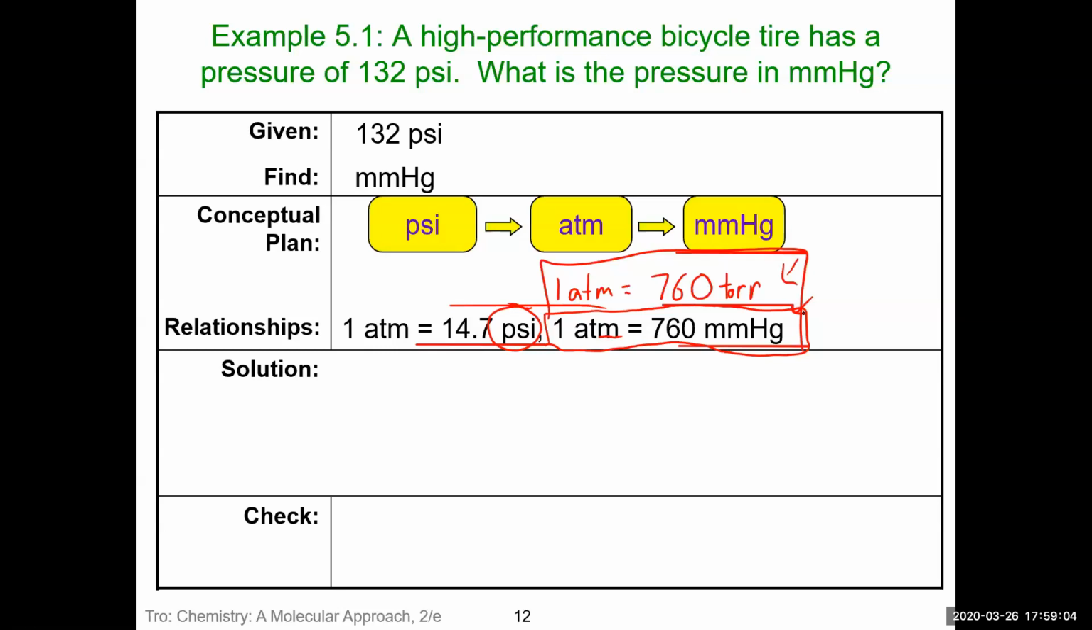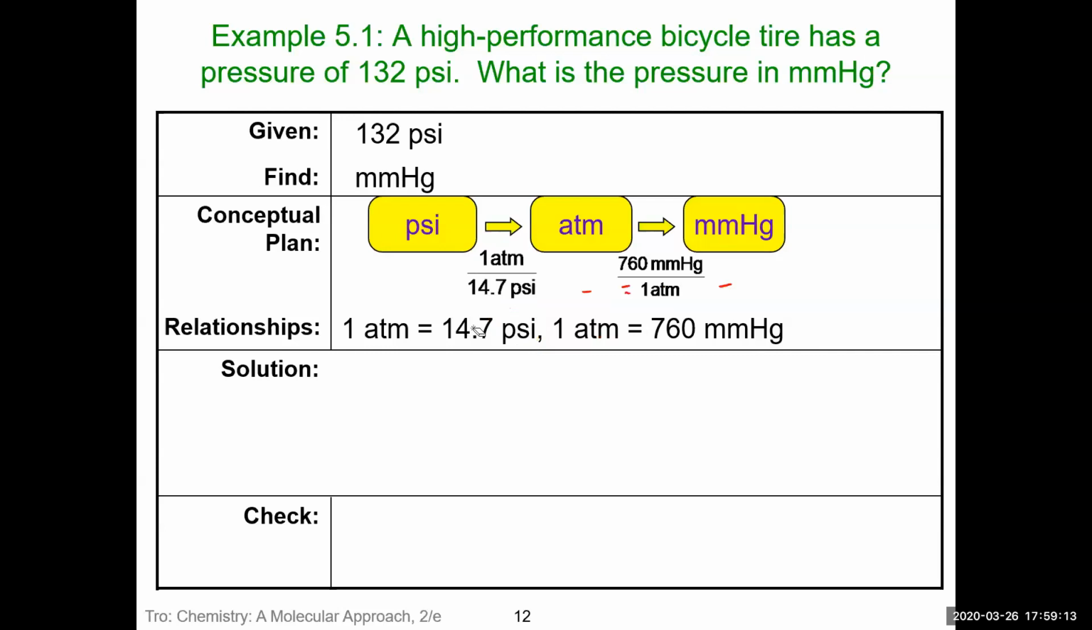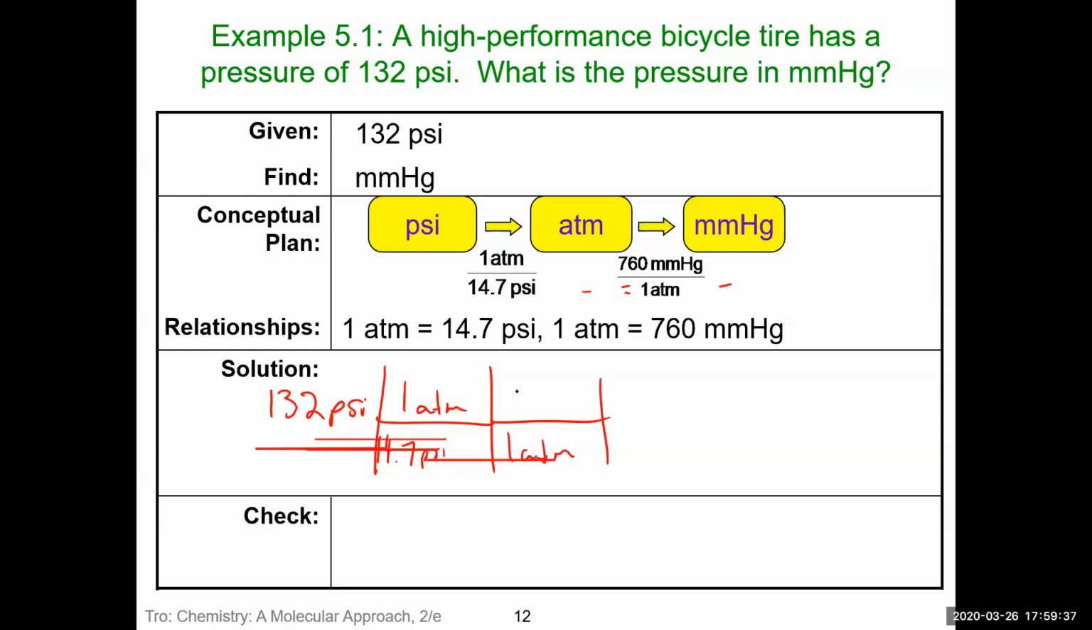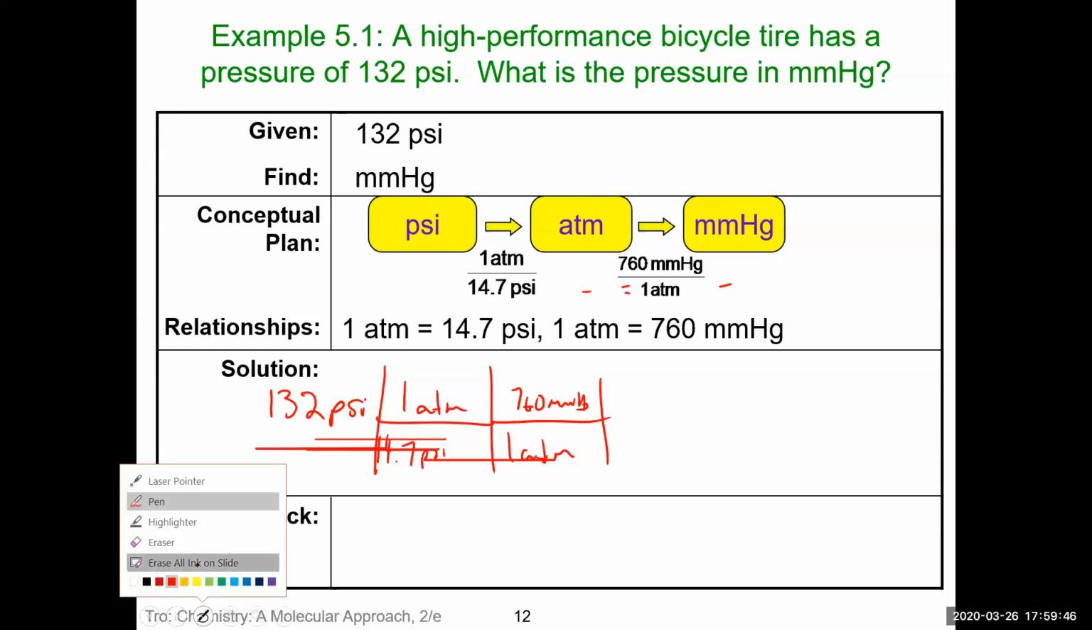If you're going to convert this, it's super simple. You just use these conversions. So you go from PSI to atmospheres and then atmospheres to millimeters of mercury. You want 32 PSI, and you just keep doing this: 14.7 PSI is 1 atmosphere, and in 1 atmosphere there are 760 millimeters of mercury. This is just super simple unit conversions, stuff that you've done 1,000 times.